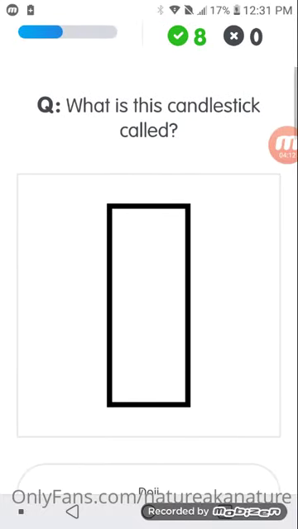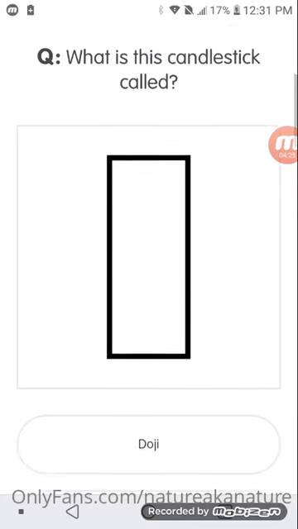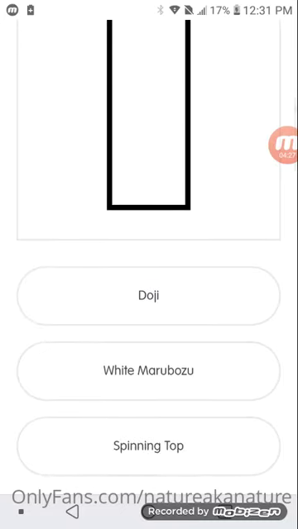What is this candlestick called? We already went over this in all the videos. I teach y'all about all these candlesticks. So this is the quiz. It's going to be quick because we already know the information. What is this candlestick called? It's white, well, that gives it away. It's called a white marubozu.